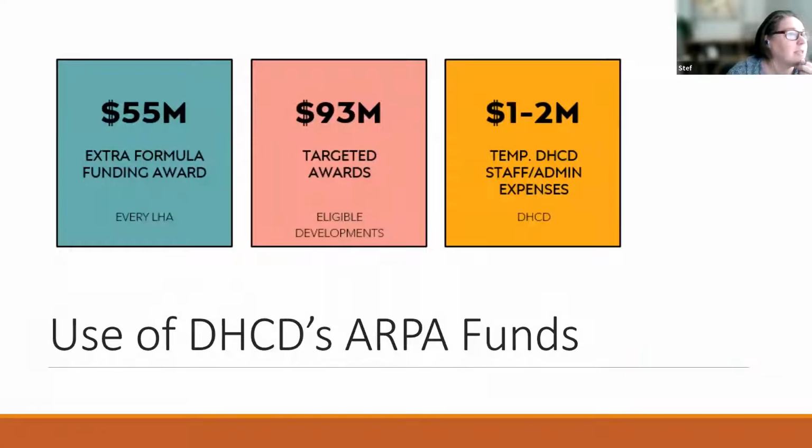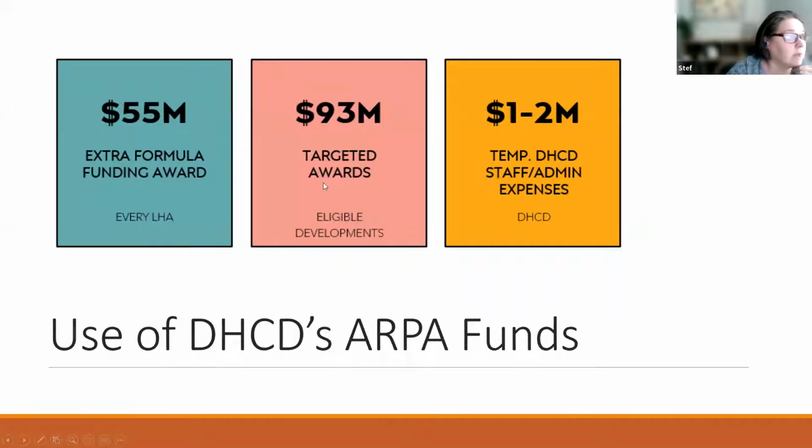In terms of the $150 million that we received in public housing, $55 million of that went to every housing authority to spend as an extra, kind of equivalent of an extra year of formula funding. We just basically gave every housing authority a bonus check of formula funding that they could spend on projects that were critical or were stalled because there wasn't sufficient funds.